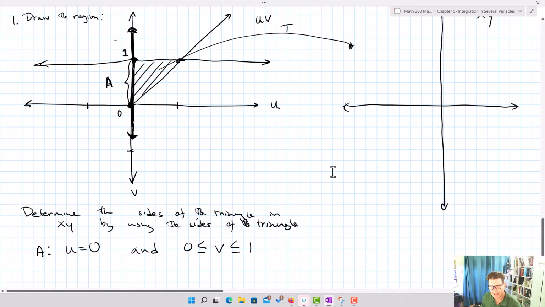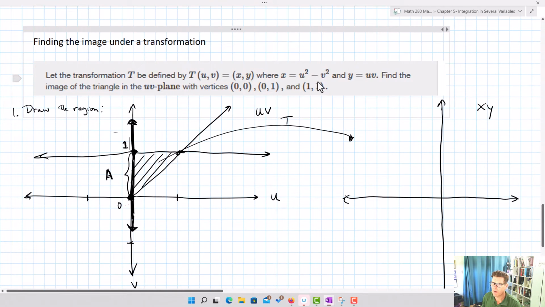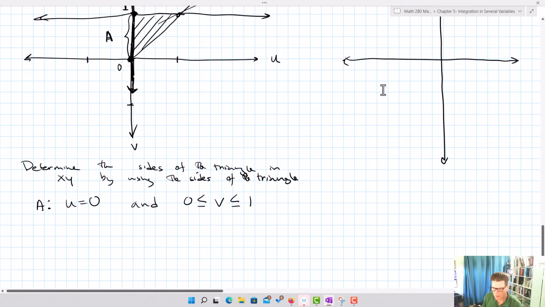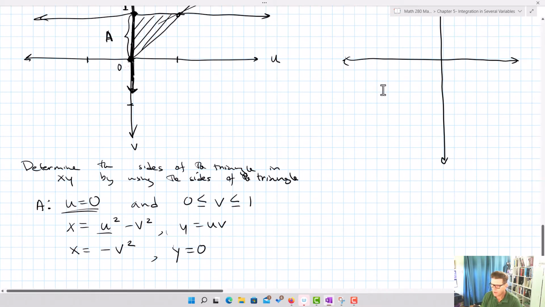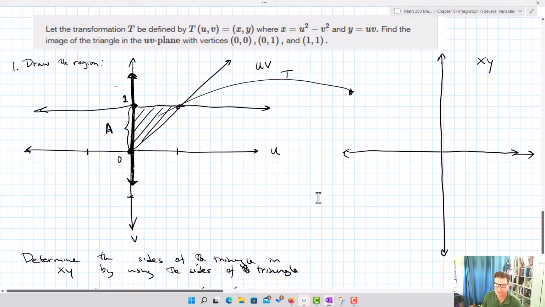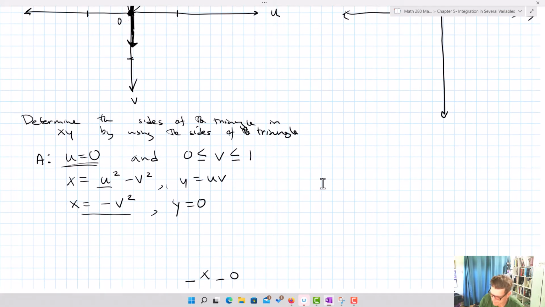Now let's consider our transformation. X equals U squared minus V squared, and Y equals UV. I'm going to plug in 0 for U. So I'm going to get X equals negative V squared, and Y is just going to equal 0. So if Y equals 0 and X has no Y's in it, then we're just going to get a constant function on the x-axis. So we've got something on the x-axis, and then I need to figure out what my bounds are.